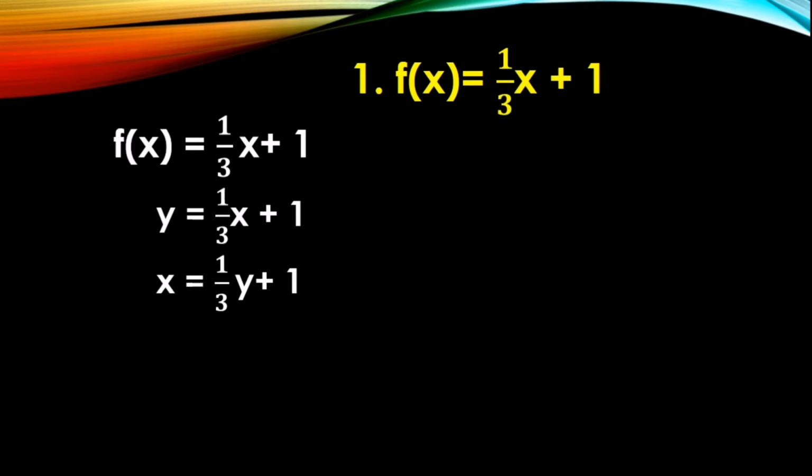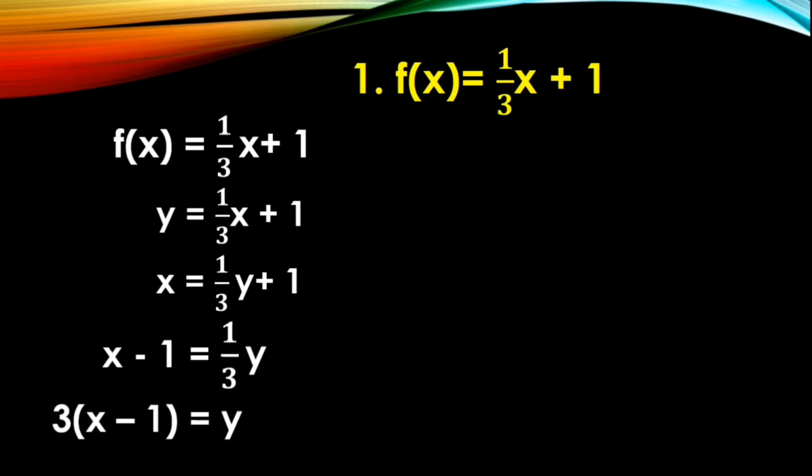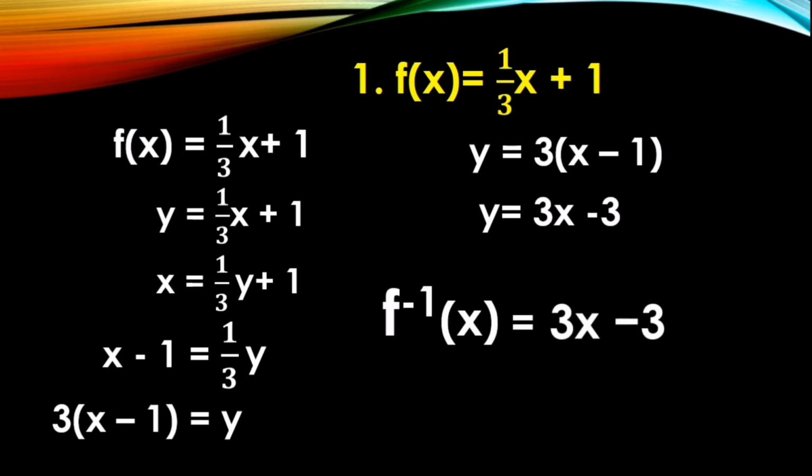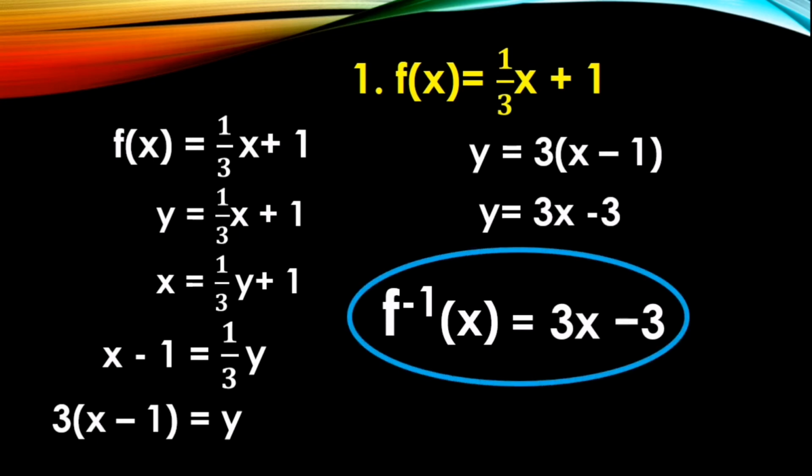Then solve for the value of y. x minus 1 is equal to 1/3 y. And then 3 times the quantity of x minus 1 is equal to y. So 3 times the quantity of x minus 1, or that is 3x minus 3. So we have here now the inverse of the function is 3x minus 3.